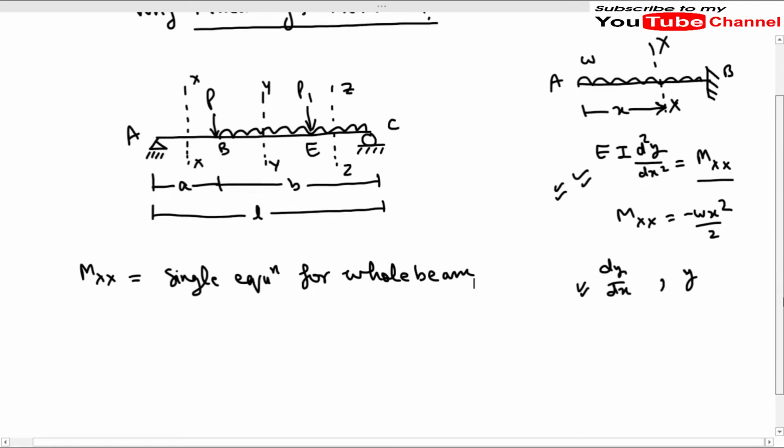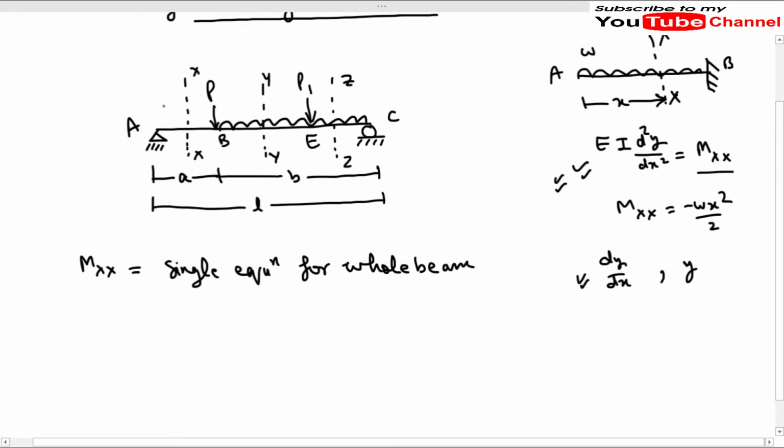So as shown in the figure, let us assume that this section XX is at a distance of x. Now if I want to find out the bending moment at section XX, what will be the bending moment? Let us name the reactions: there will be reaction RA, and here there will be reaction RC. So the bending moment at XX will be RA times X. This is the equation for bending moment at XX.